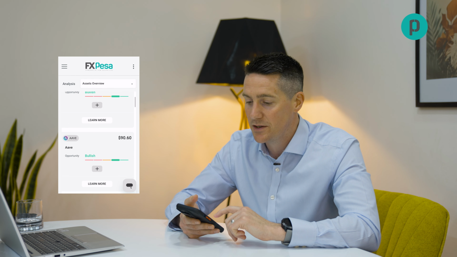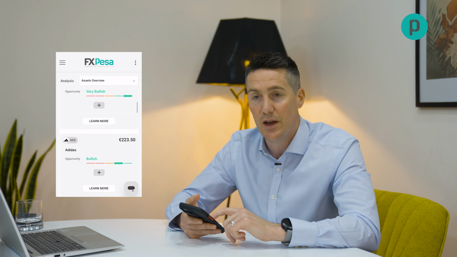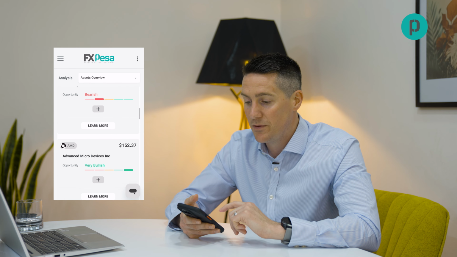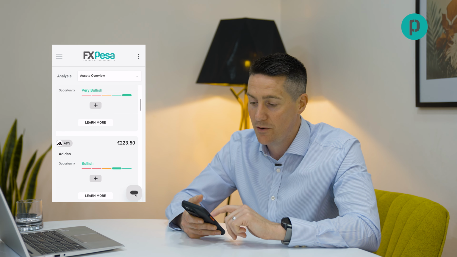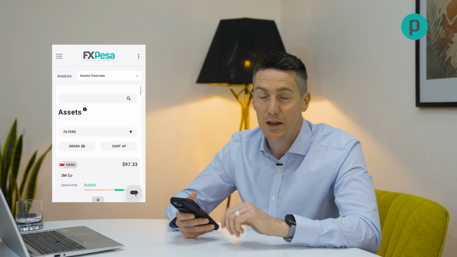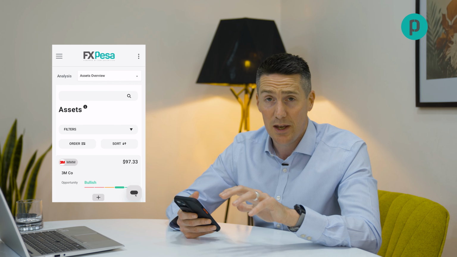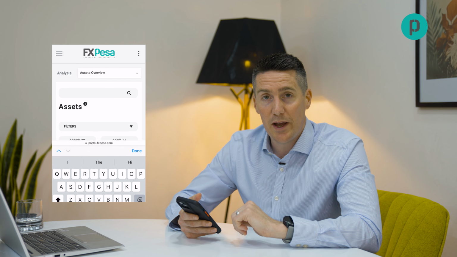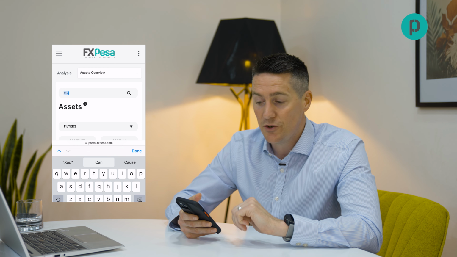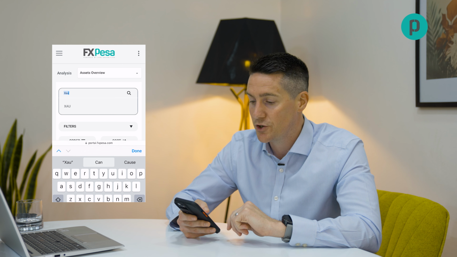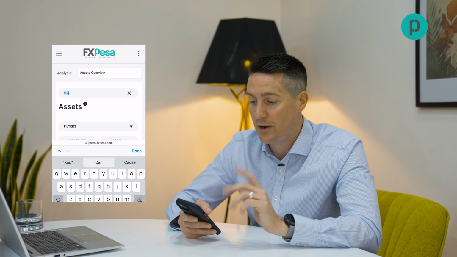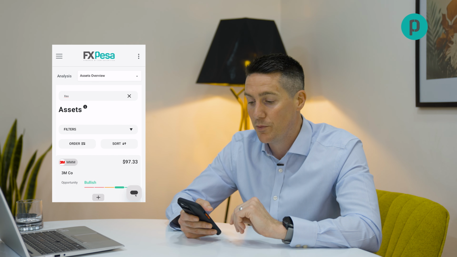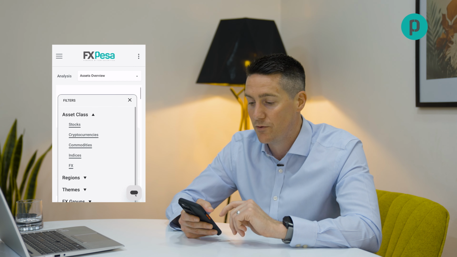Now, on the assets page, as mentioned, it's got the entire universe of assets that you are able to trade through FXPesa. This is going to run into the thousands, so clearly we want to do some filtering here to try and find the best opportunities that are most of interest to you. The most simple way of finding the asset that's of interest is just by using the search function at the top. You can type in any asset that you like, and it will bring up the results for you that are most relevant.